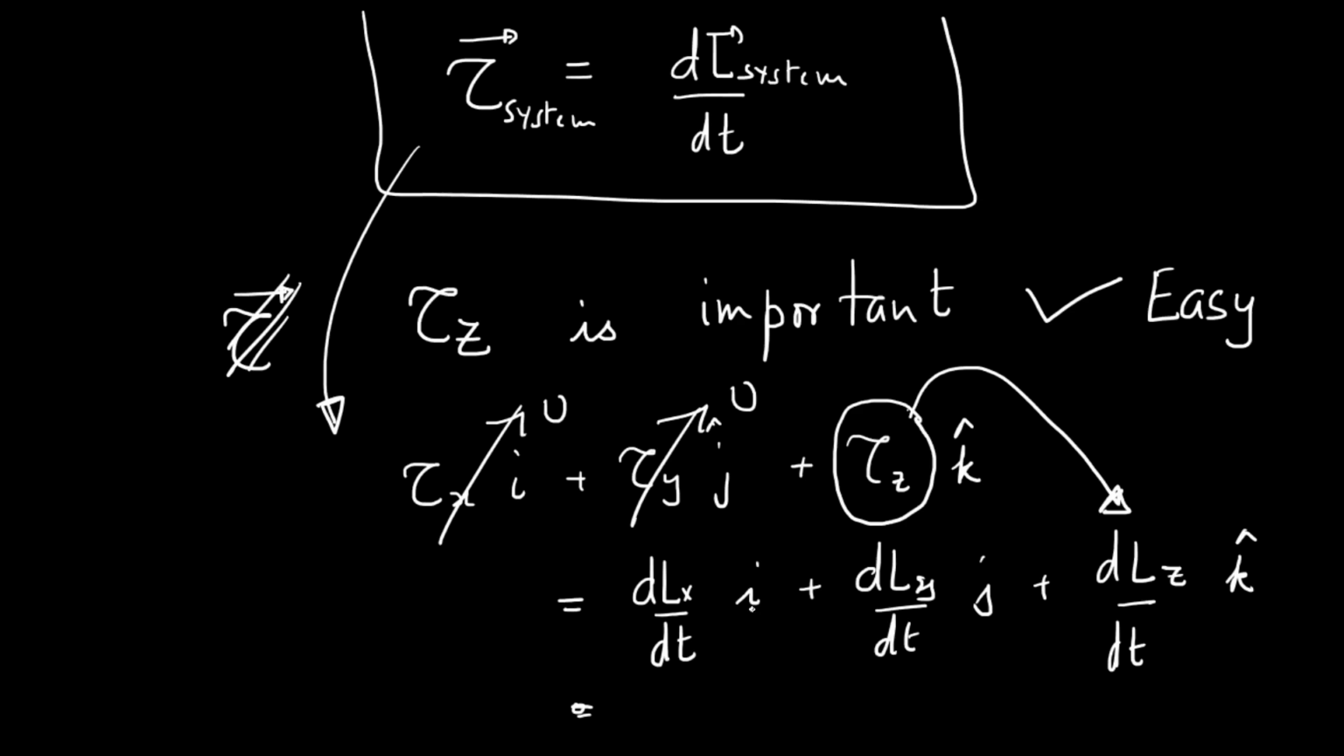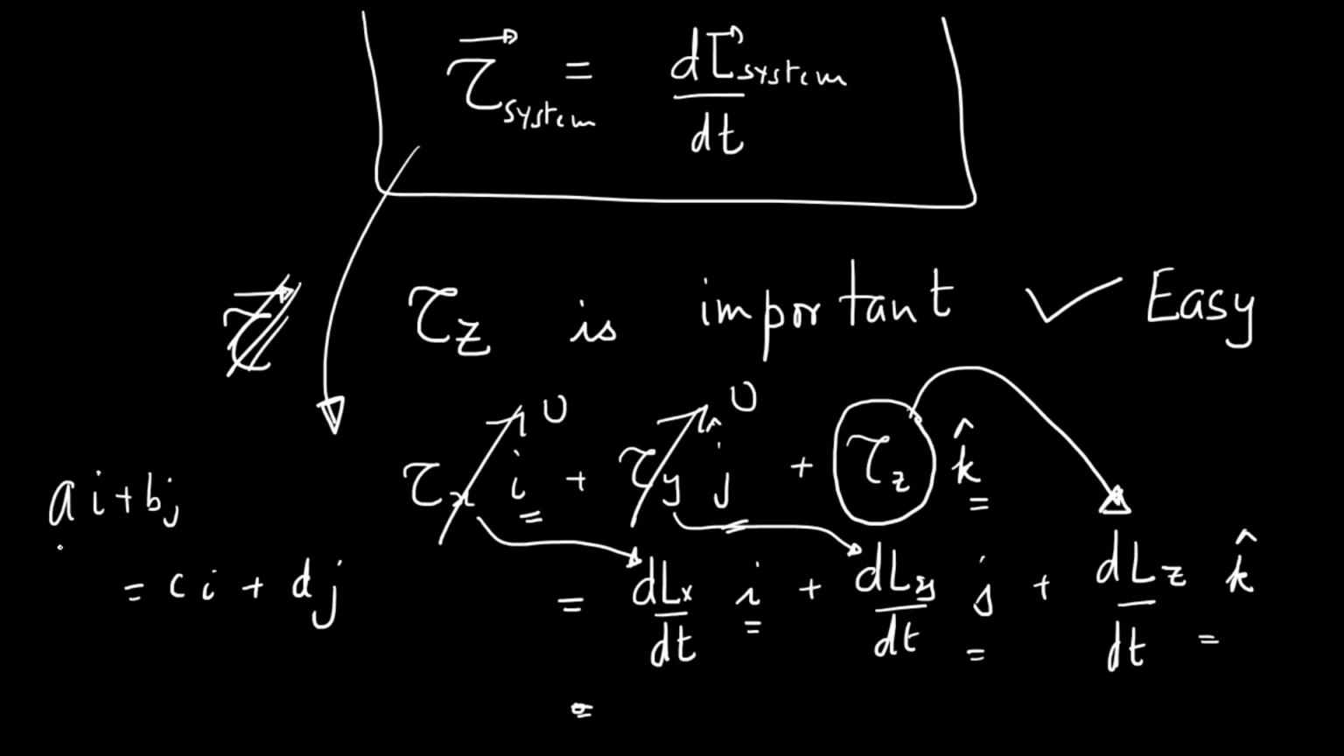That's the law. For example, tau x is related to this and tau y is related to this. Why? Because the i components of the two vectors are equal, the j components are equal, and the k components are equal. We've done this before: if a i plus b j is equal to c i plus d j, then a is equal to c and b is equal to d. We've done this numerous times in this course.